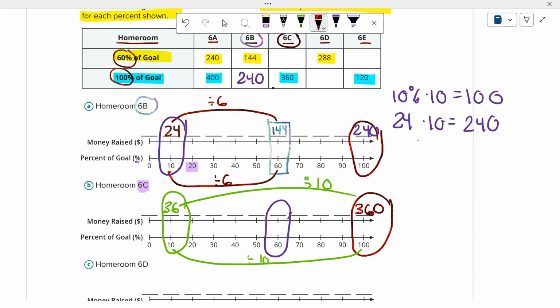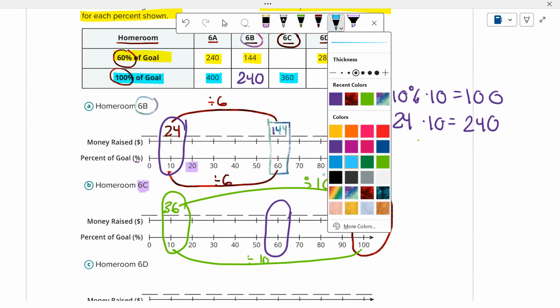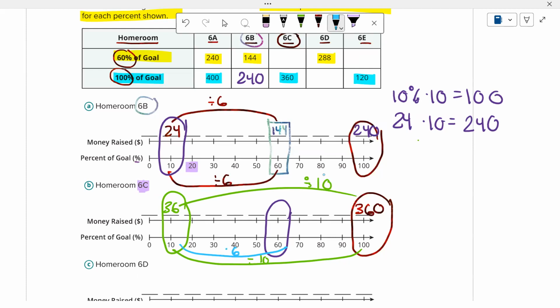We want 60%. So I'm going to change colors. Let me change to like teal. So how does 10 become 60, times 6? What do we do to the numerator, denominator? We do to the numerator. So what's 36 times 6 will give us our answer. 216.